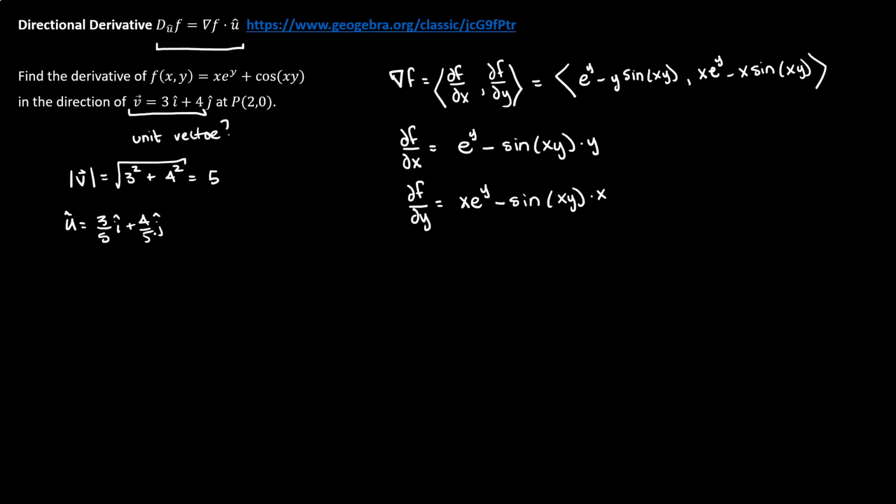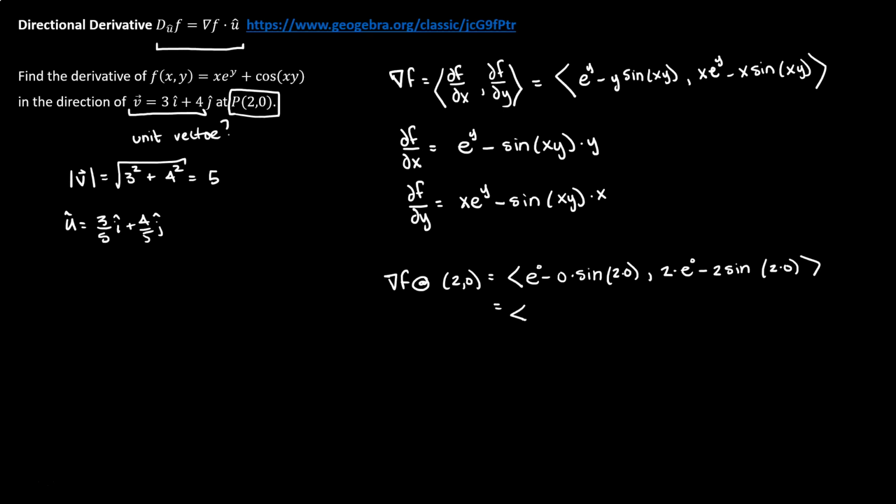So in order to calculate the directional derivative, we would do the dot product between the gradient vector of f and the unit vector u, but we are actually asked to calculate this at the point 2, 0. So before we do the dot product, let's evaluate our gradient vector at the point 2, 0. So all of our x's will be replaced with 2, all of our y's replaced with 0. e to the 0 is equal to 1. 0 times anything is 0, so our first component is just 1.